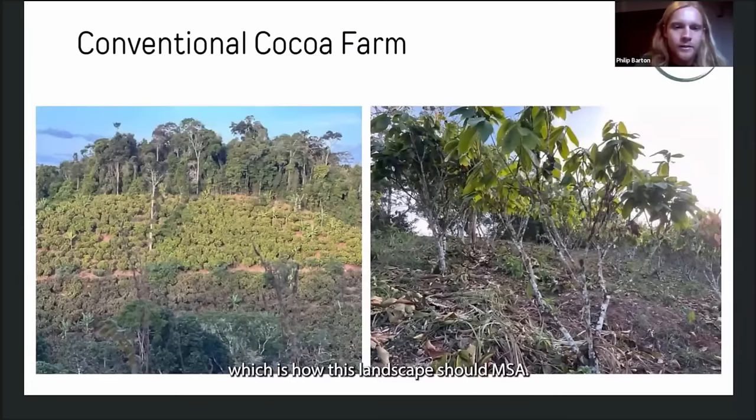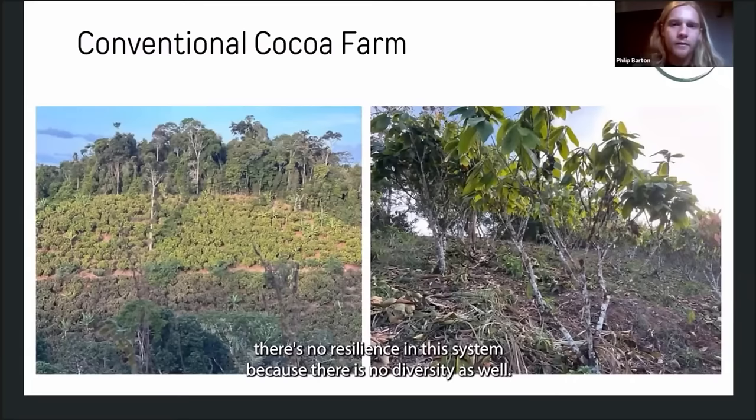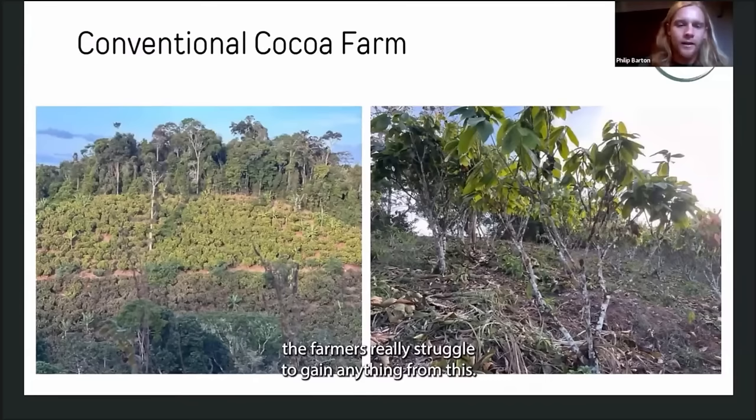The cacao is a monoculture and genetically identical. So if one pest or disease issue comes through, the whole crop does suffer from that. We can see that there's no resilience in this system because there is no diversity as well. So if there's one poor harvest, the farmers really struggle to gain anything from this. And the next slide, please.